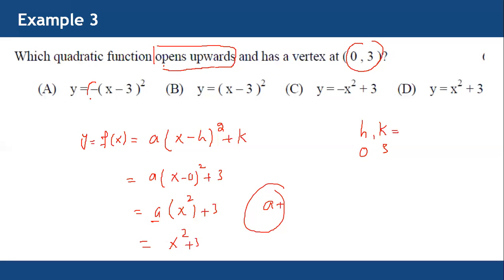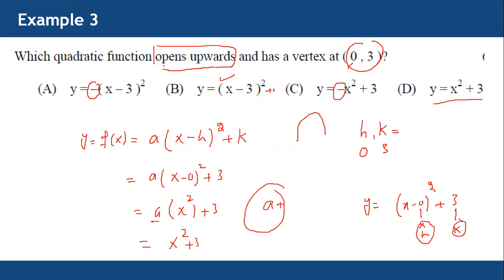This one is not possible because a is negative. This one is not possible because we have x minus 3, but x should be 0, not 3; the 3 belongs outside. This one is also not possible because we have a negative symbol, and when we have negative, the parabola will open downward. So the last option is correct: y is equal to x square plus 3. We can write it like this: y is equal to (x minus 0) whole square plus 3, where h is 0 and k is equal to 3.